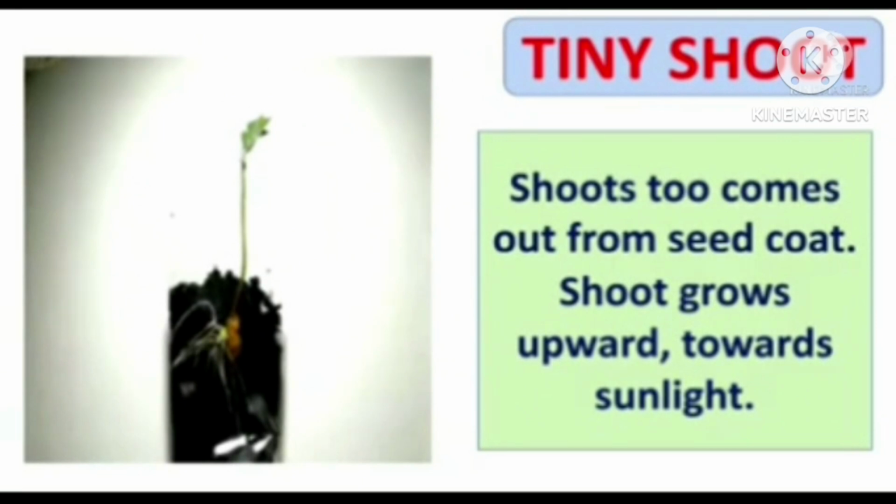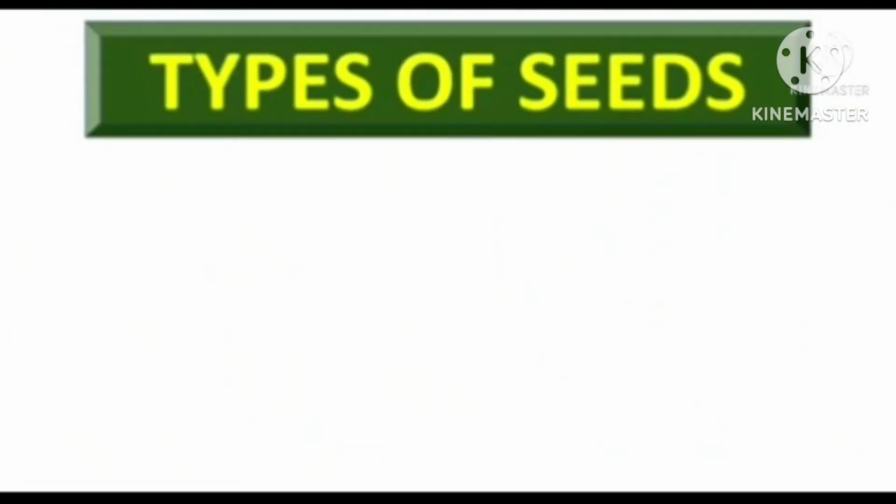A tiny shoot comes out of the seed coat. The shoot grows upward towards sunlight because plants have to prepare their food and they want sunlight. So, they will be growing up.